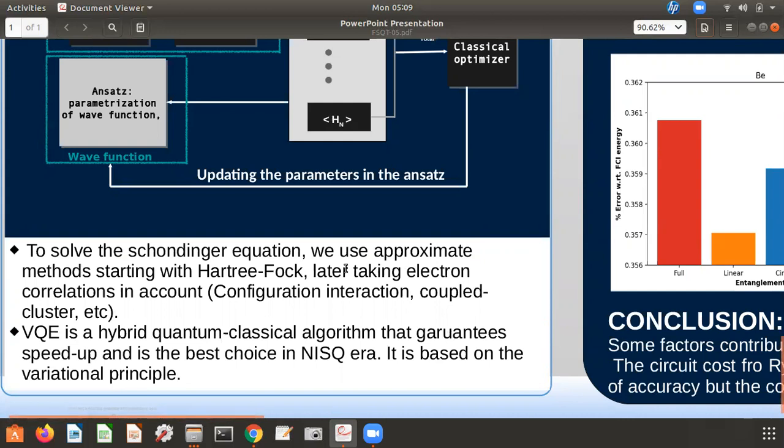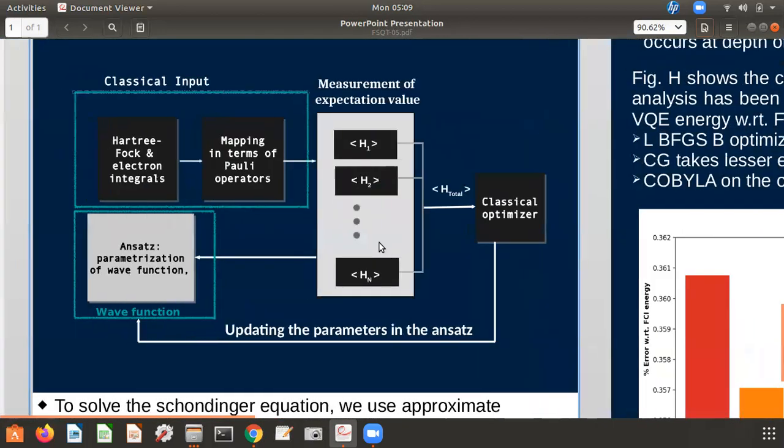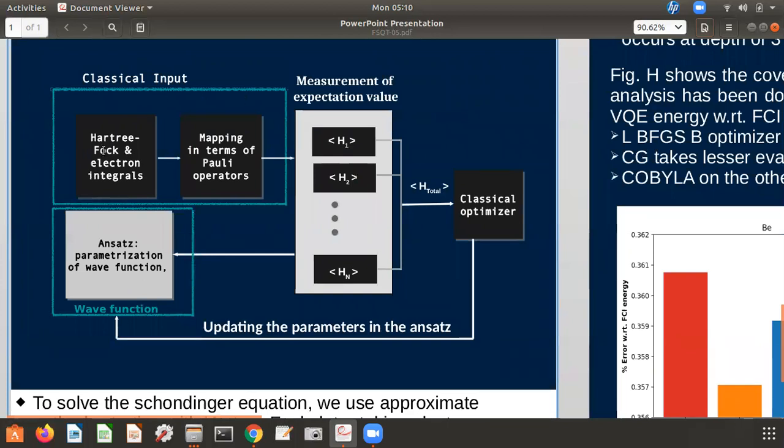Here we try to calculate it using the VQE algorithm, which is a hybrid quantum classical algorithm. Part of it is computed on a classical computer and part on a quantum computer. The part you can see here is a classical input which takes into account calculation of electron integrals and the Hartree-Fock state, and then mapping is done on a classical computer as well. The measurement of the expectation value occurs on a quantum computer.